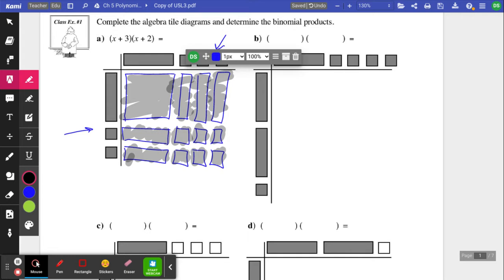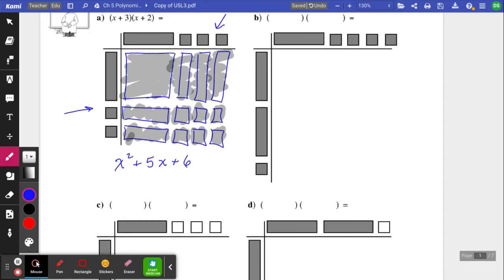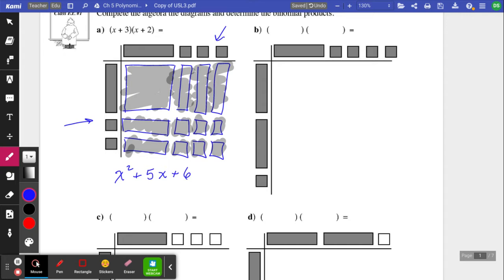rectangle. So anybody know what my answer is for this question? Hurry up. x squared plus 5x plus 6. Right on. See it? Good to go? Do I have to do any more of these? No. We understand them? We can skip it? Okay. By the way, before we turn the page, though, x squared plus 5x plus 6.